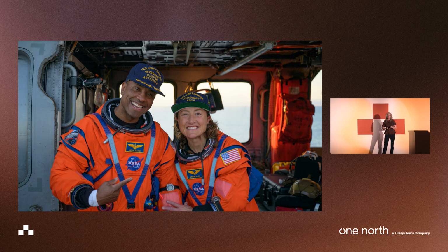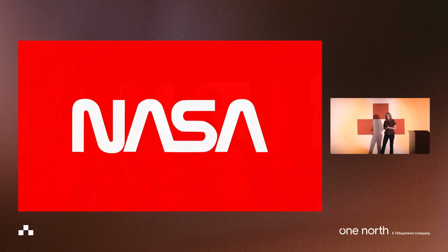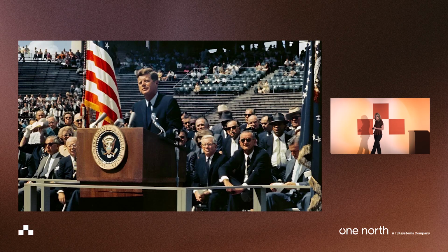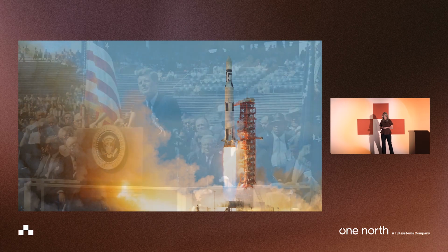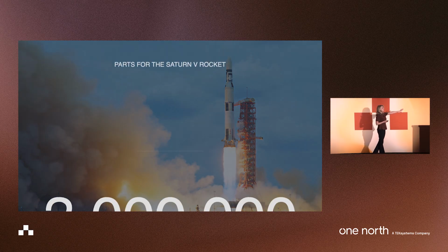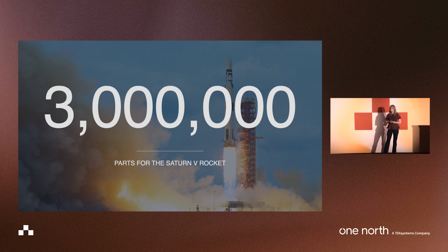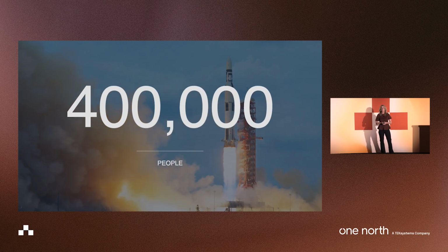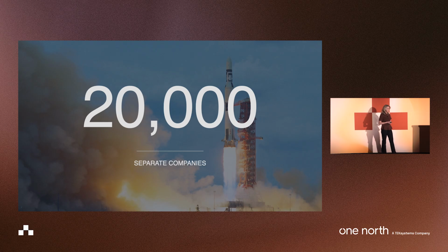But to really understand just how incredible this was, I need to take you back through some NASA history. So we're going to go back about 60 years to 1962. President Kennedy announces his ambition to put a man on the moon. He invites the best aerospace and engineering minds of the country to come together for the cause, and they do. Just to demonstrate the immense scale and ambition of this program, let me show you some stats. For the Saturn rocket alone, there were 3 million unique parts. At its peak, the program had 400,000 people working across 20,000 separate companies.